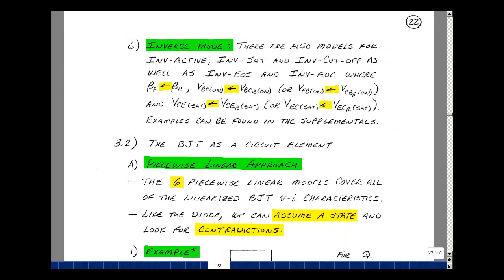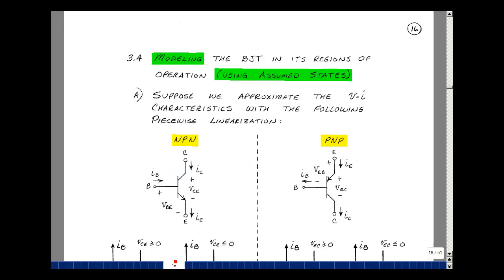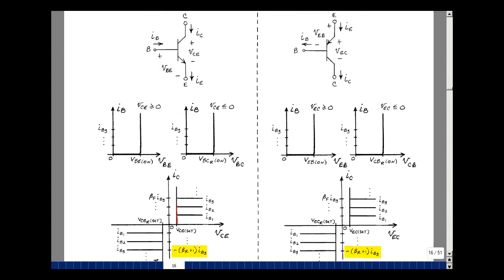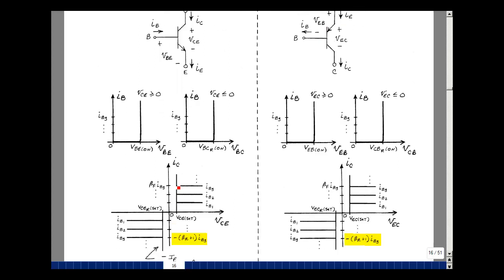Our next modeling is in the inverse mode, but before I do that, let me go back to page 16 and just show you where the edge of saturation and edge of cutoff are. The edge of saturation is right here, where the active and the saturation models intersect, and the edge of cutoff is right over here. Let's go back to page 22.